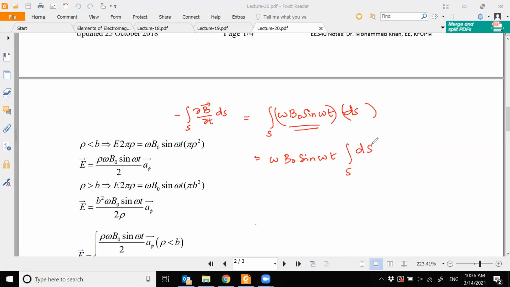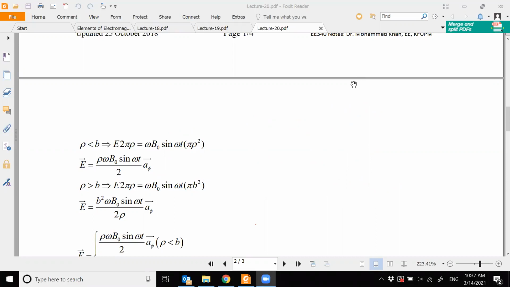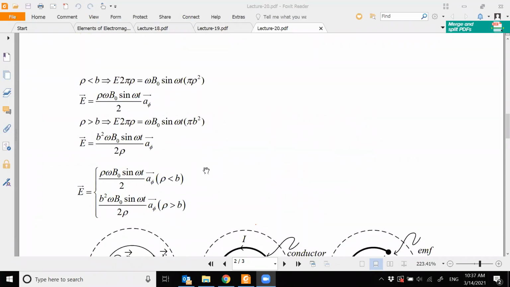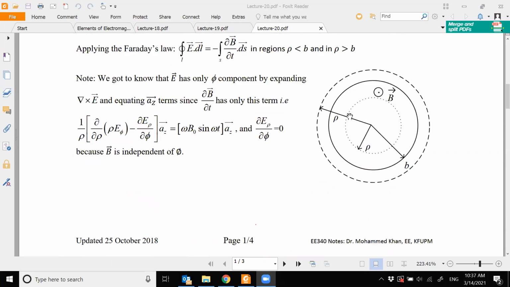Now, the area which is enclosed by that loop is nothing but πρ², so we get ωB₀ sin ωt times πρ². So this is the right answer, and therefore this is your electric field, which is along a_φ. And this again tells us that the electric field, which is induced because of the time-varying magnetic field, and the magnetic field will be 90 degrees to each other. See, this is a_φ and this is a_z, and we know a_z and a_φ are 90 degrees. So this is inside this region.